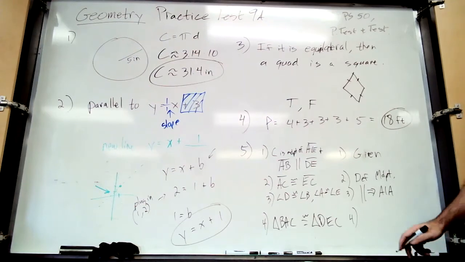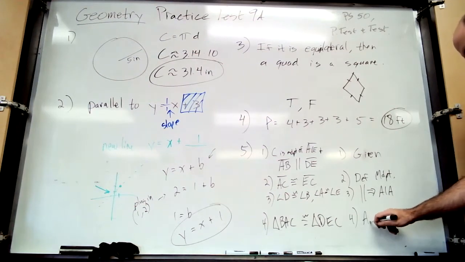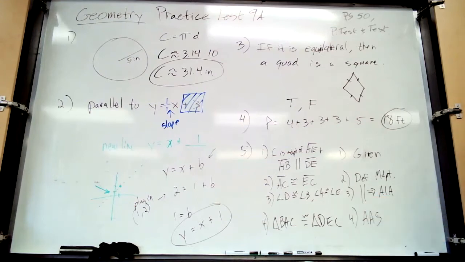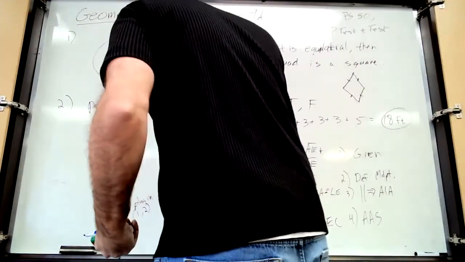Somebody said it. AAS. Angle, angle, side. You can also use vertical angles are congruent, guys. Look at this. You could have said that these 2 angles are congruent because all vertical angles are congruent. And then you could have said ASA. So there's more than one way to prove this proof. Okay? All right, moving on to number 6.